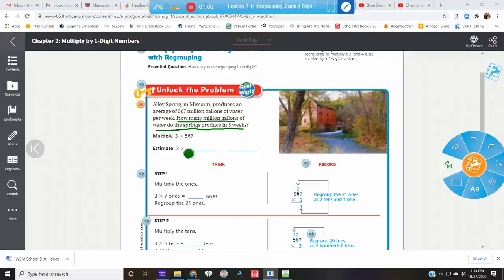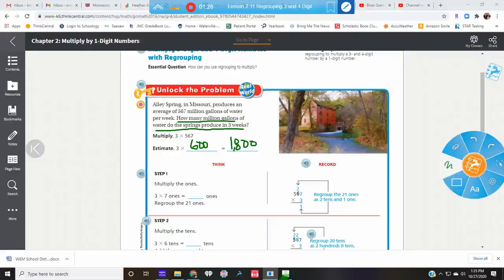Okay, so let's estimate. 567 rounded to the nearest hundred would be 600. So 3 times 600, 3 times 6 is 18. Let's add our 2 zeros. So we're shooting for a number close to 1,800. Okay, now the first step we're going to do is multiply the ones.